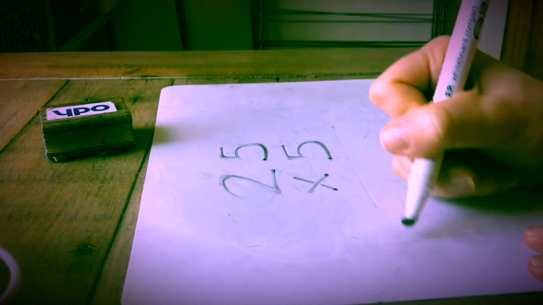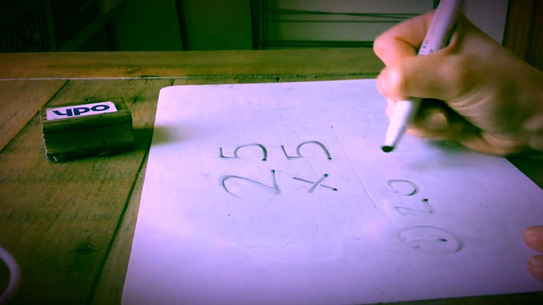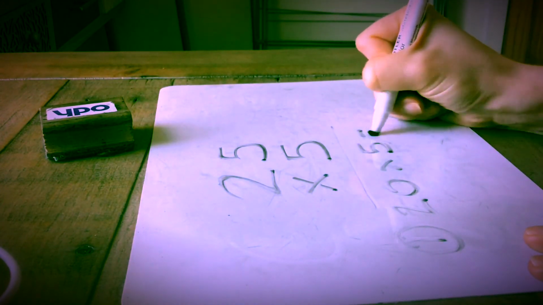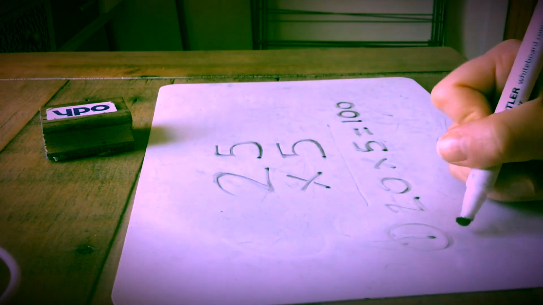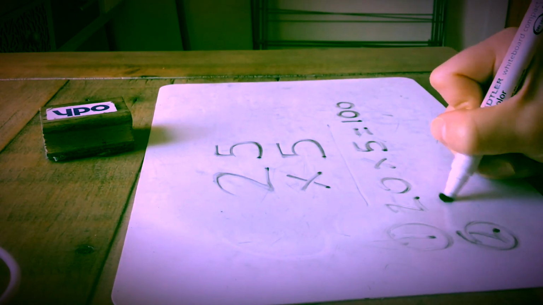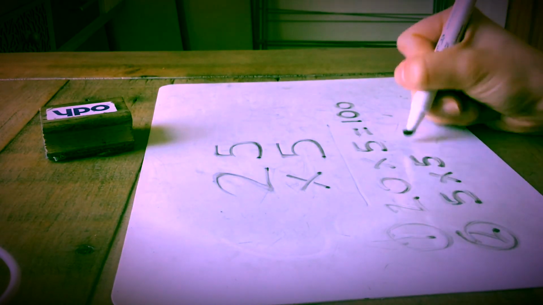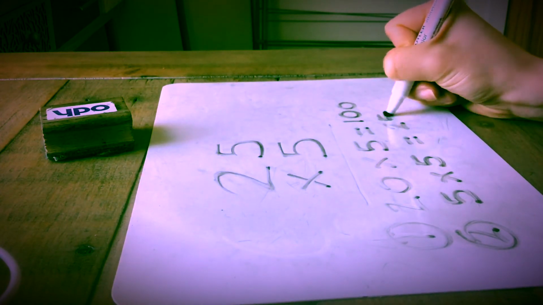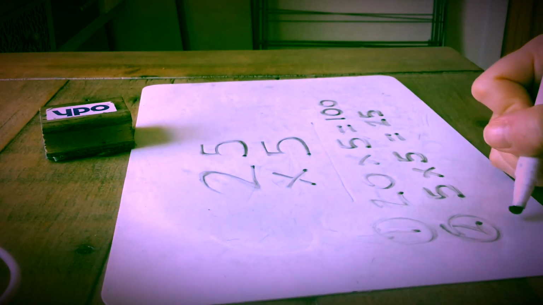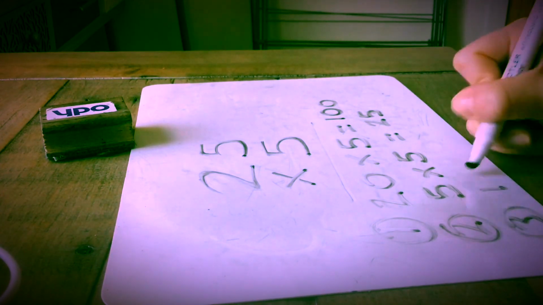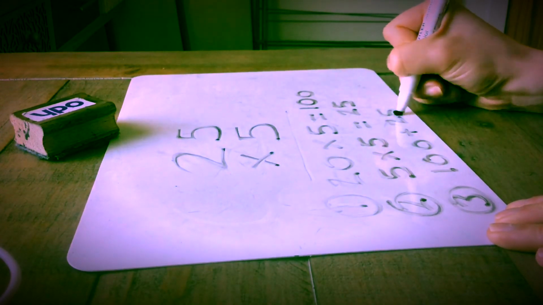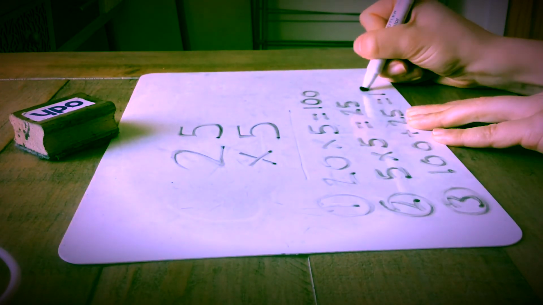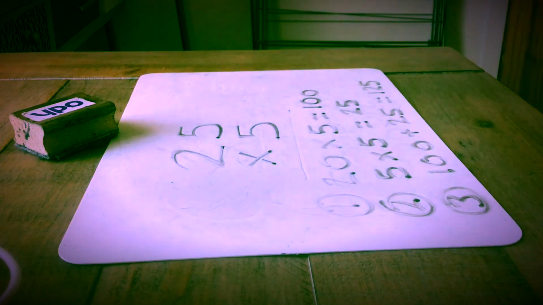So to work this out, we do 20 times 5, so 20 times 5 equals 100. Then 5 times 5 equals 25. We then add those together. 100 add 25 equals 125. Now in the next part, I'm going to show you how to do a shortcut of that.